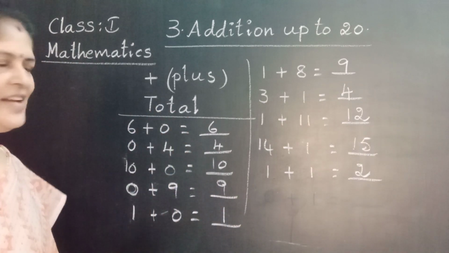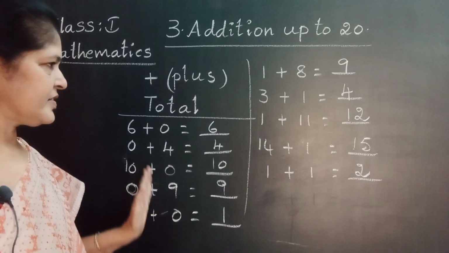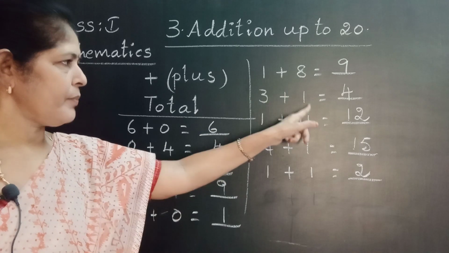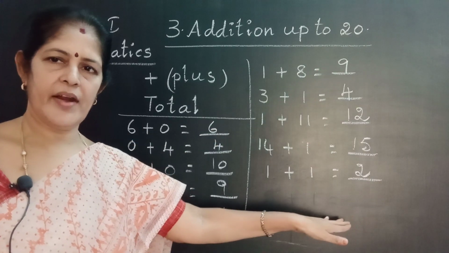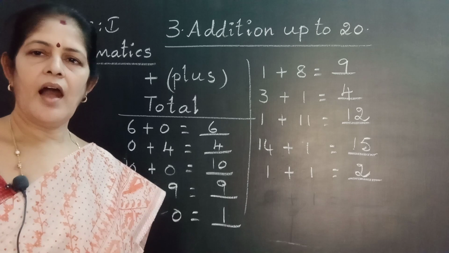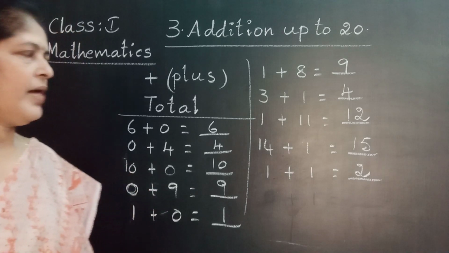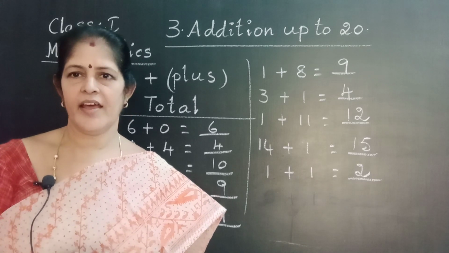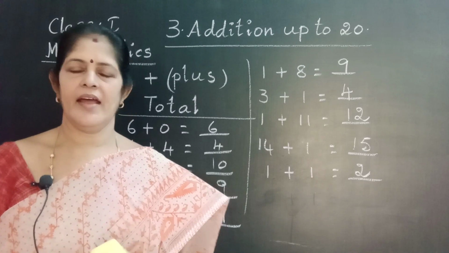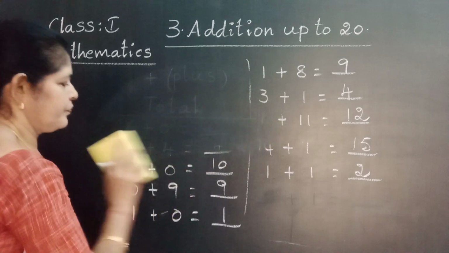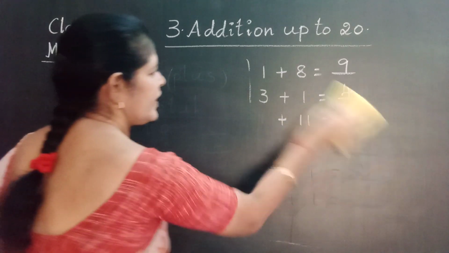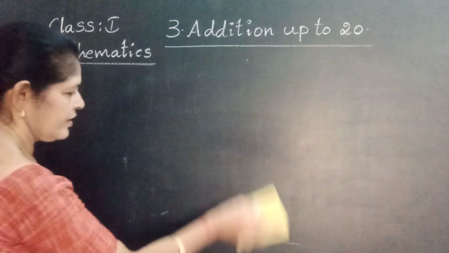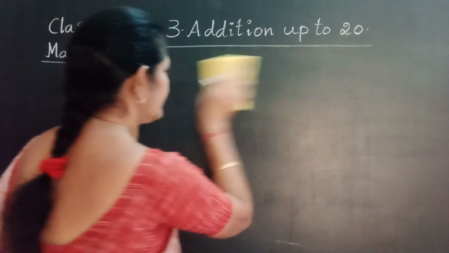Okay, my dear children. This is number plus 0, 0 plus number. 1 plus number, number plus 1. The number after the given number. Another one. When we add the given numbers in any order, we get the same number. I will show you that example also. Are you clear about this? Number plus 0, 0 plus number. Do you understand? Okay.